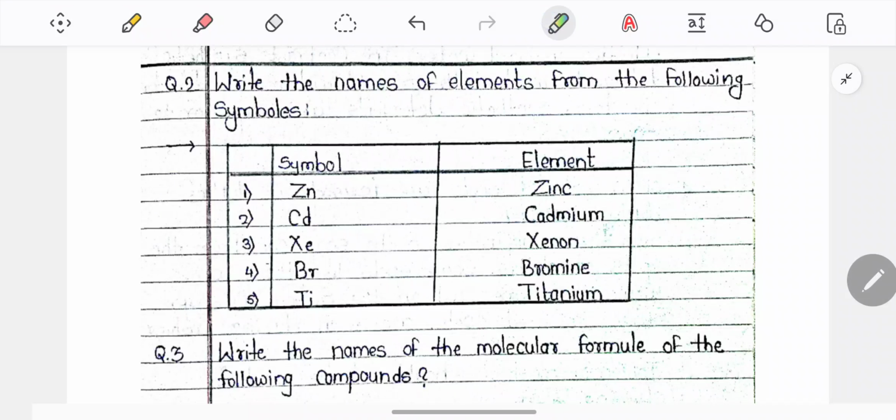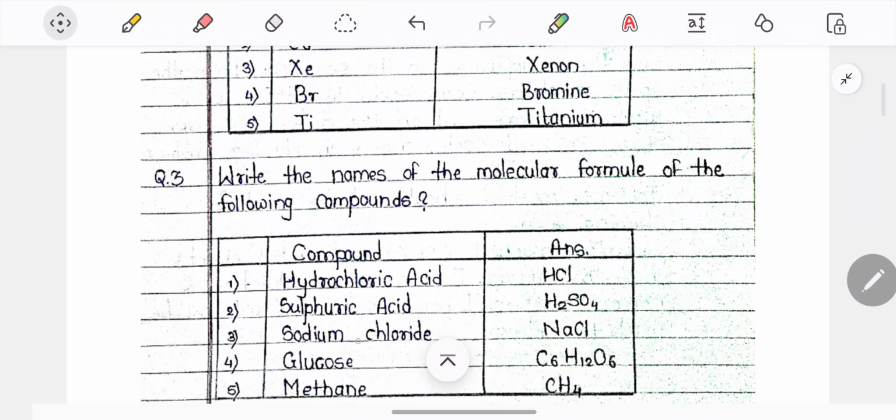Write the name of the element from the following symbols. We have to write the names of the elements from the given symbols. Here is Zn, which means zinc, Cd for cadmium, Xe for xenon, Br for bromine, Ti for titanium. Okay, let's move to question number 3.